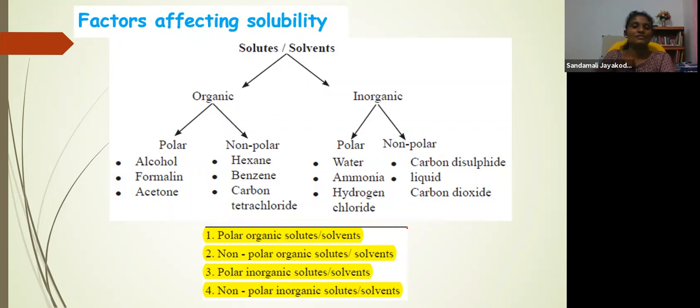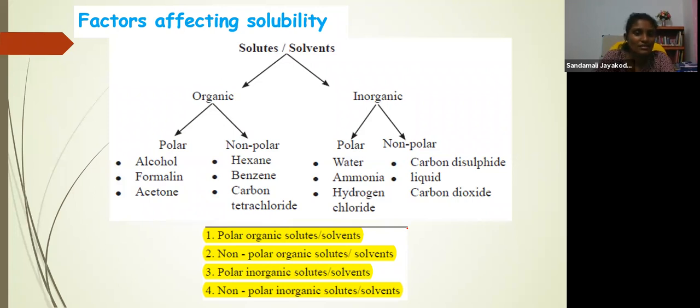Now we have another classification. We are going to classify all the solutes and solvents into a few groups depending on their nature, that means whether they are polar or non-polar, or whether they are organic or inorganic. In that way, we have four groups. First they are divided into two groups, organic and inorganic, and then each is divided into polar and non-polar.